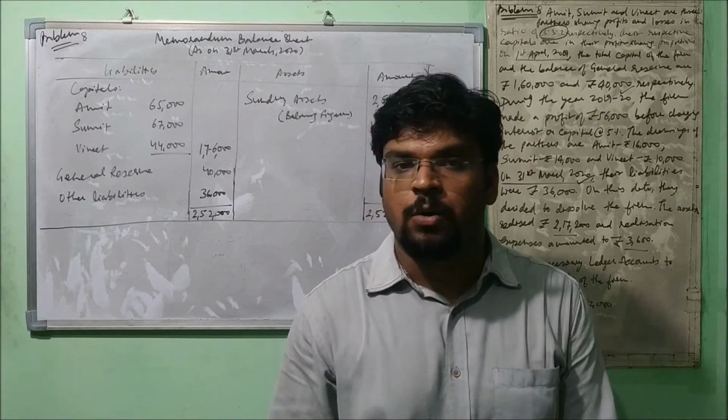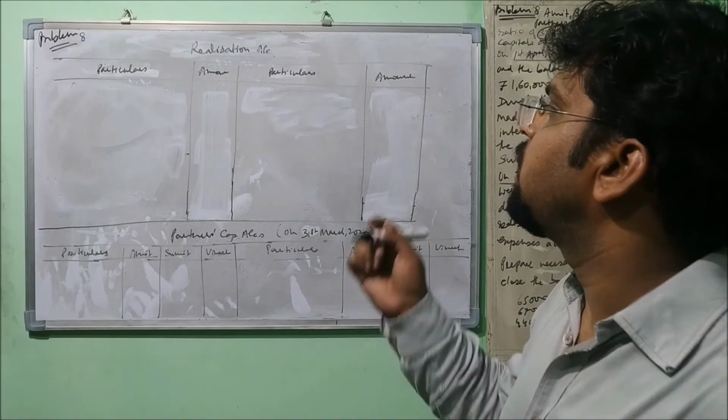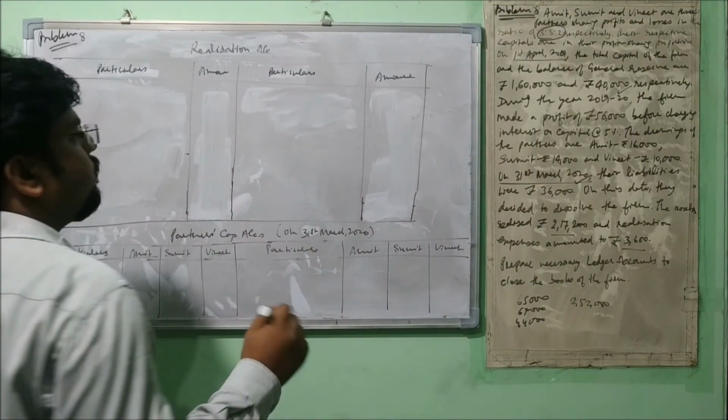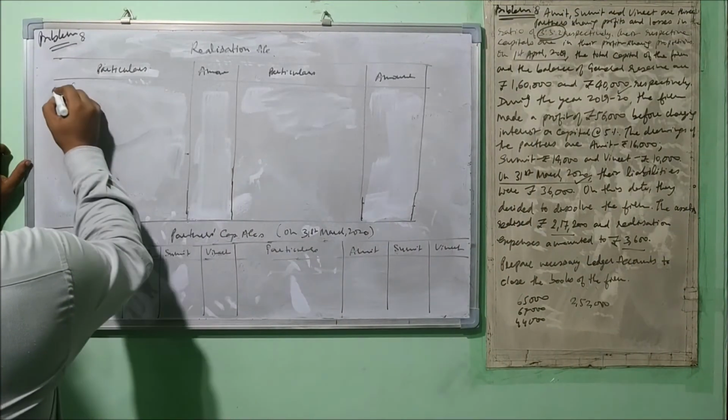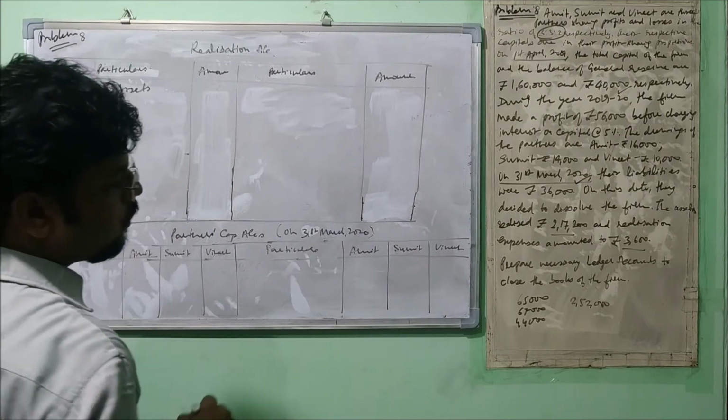With the help of this, we will prepare the realization account, and then again the partners' capital account, and then the bank account. So this is the format of the realization account. First, let's transfer the sundry assets here. What value did we calculate?